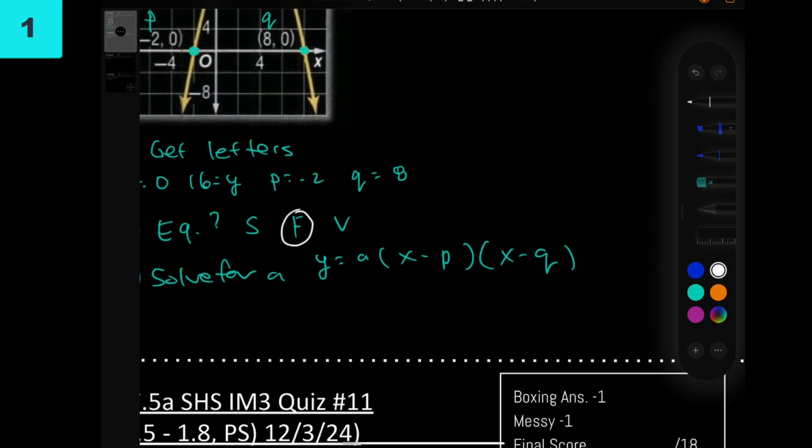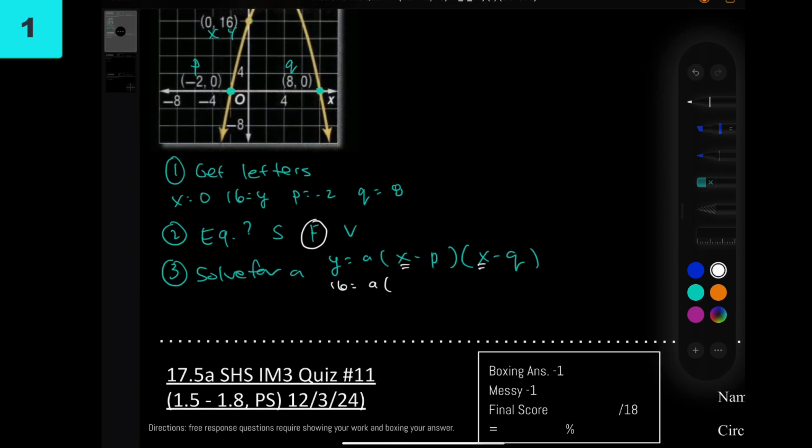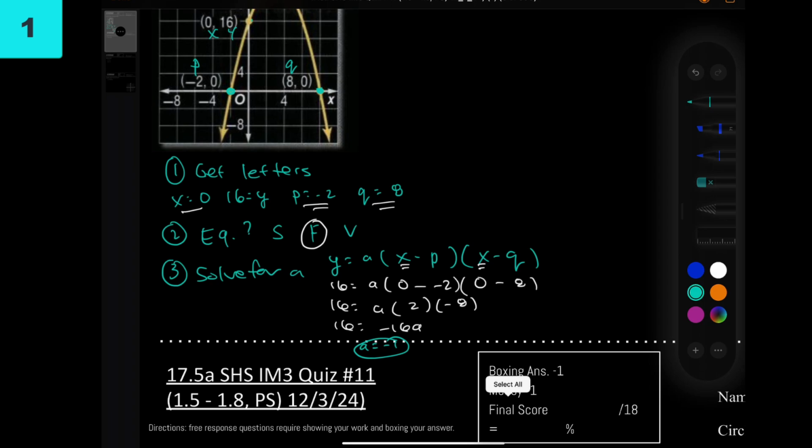Okay, you're just going to substitute in the numbers. So the Y is 16. We're solving for A. Every X value is going to be 0. And then your P value is -2. And then your Q value is 8. So let's give you 16A. 0 minus -2 is 2. And -8. So this is 16. It's -16A. Divide by -16, A is -1. Okay.